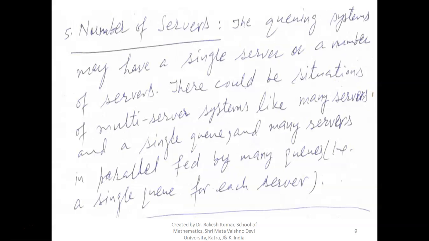Now coming to the next part, that is the number of servers. The queuing systems may have a single server or a number of servers. There could be situations of multi-server systems, like many servers and a single server queue, and many servers in parallel fed by many queues, that is, a single server queue for each server.